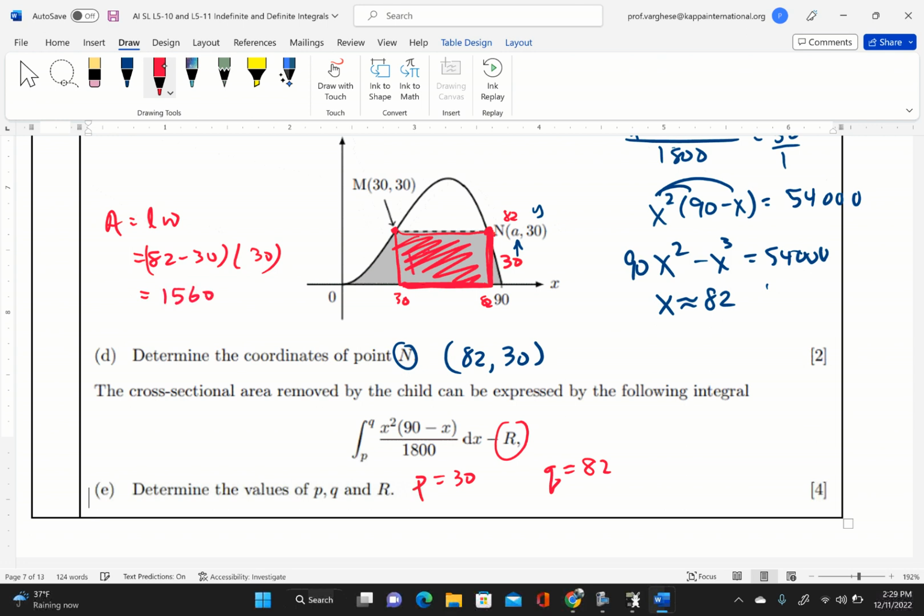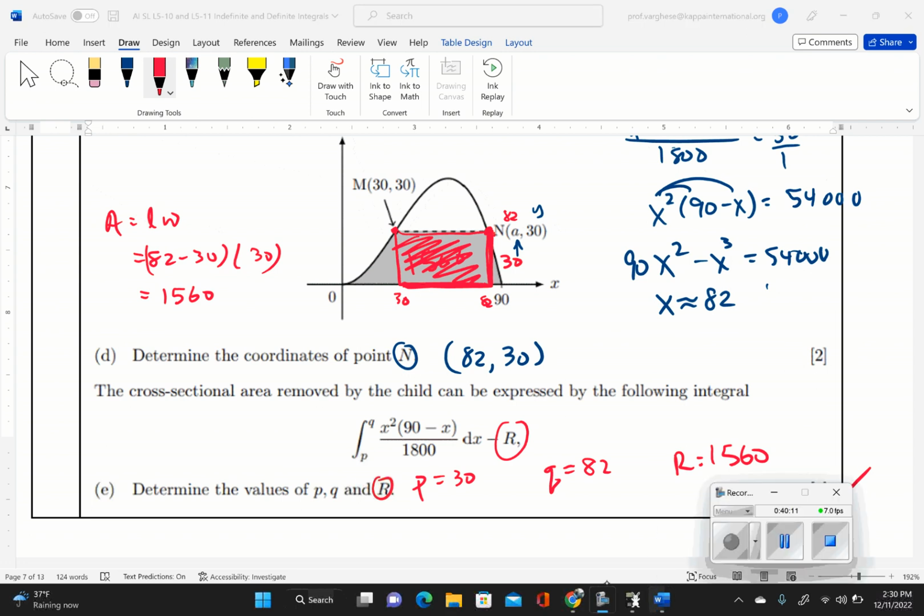So the area of this rectangle right here is going to be 1560. So that is what R represents. So R is equal to 1560. And we've answered all of the parts of our question and gotten all 17 points. Awesome. Great job. This last question was a wowzer, but 1 and 2 you should definitely be able to be comfortable with. Let me know if you get stuck along the way.